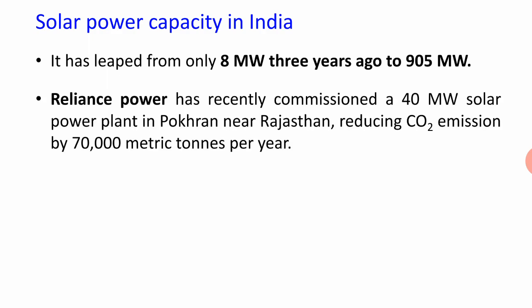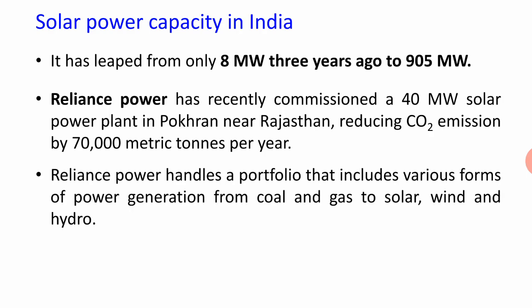In this process, Reliance Power also invested in a 40 megawatt solar power plant in Pokhran near Rajasthan, reducing emissions by around 70,000 metric tons per year. It is going to be a monumental reduction of carbon emissions. There we can see 70,000 metric tons per year.